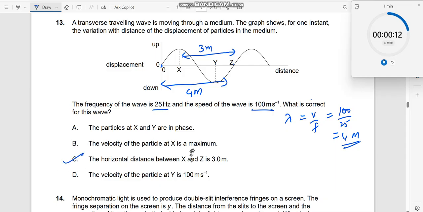But if you still want to look at other options, let us look at those also. Particles at X and Y are in phase. No. When the particle here is going upwards, this particle is going downwards. What do you say about them? Both are opposite in phase. So this is incorrect.